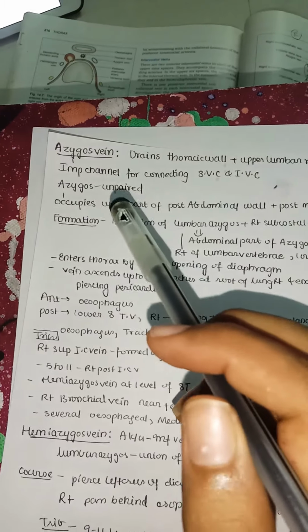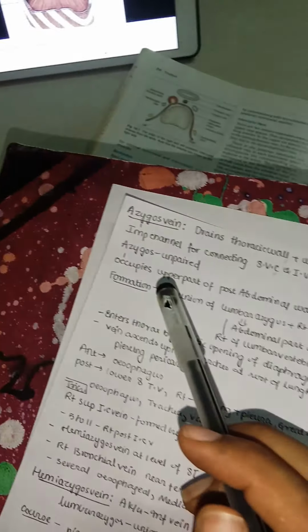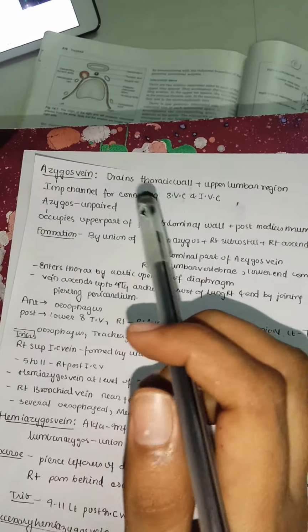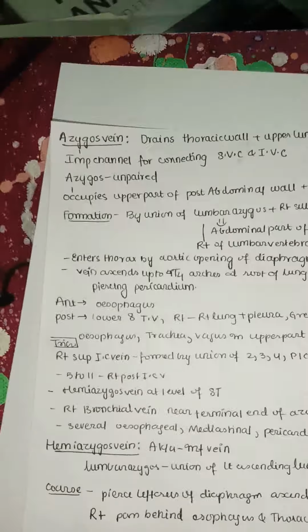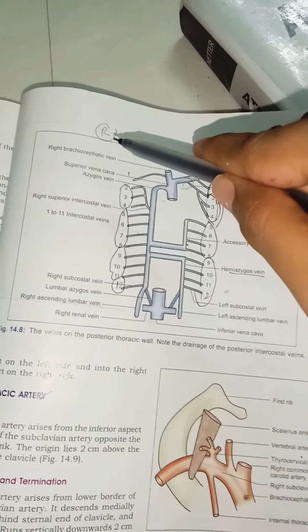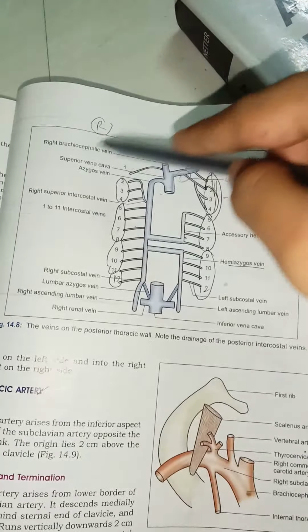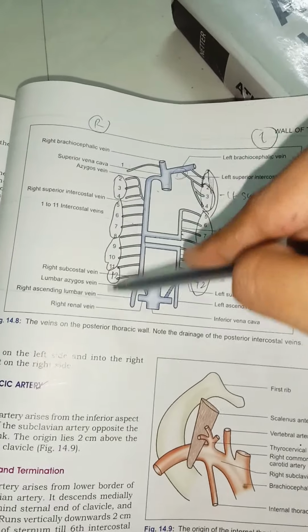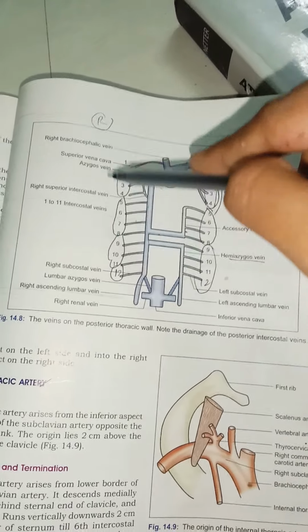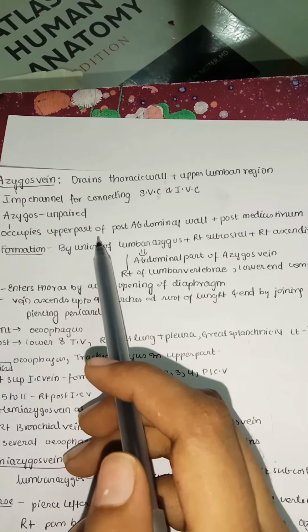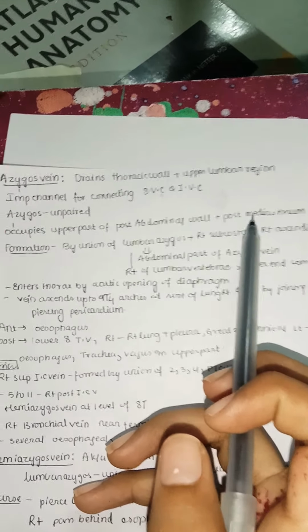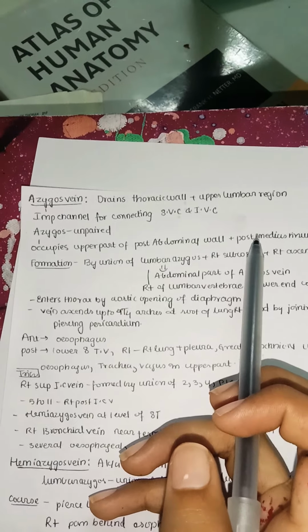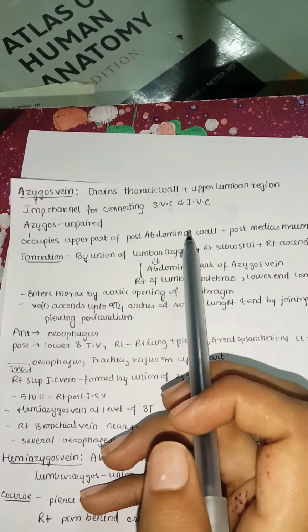The name azygous means unpaired. Unpaired means it is present only on one side, and as I mentioned here, this is the right side and this is left. So mainly on the right side you can find the azygous vein. Azygous means unpaired, only on the right side it is present. It occupies the upper part of the posterior abdominal wall and also the posterior mediastinum.